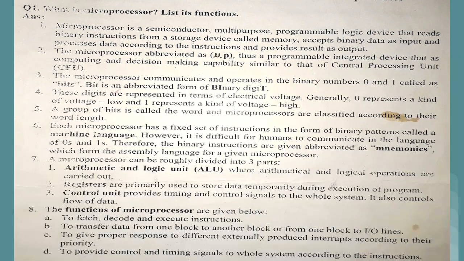Basically a group of bits is called a word, and microprocessors are classified according to their word size. We have 4-bit word, 8-bit word, so according to that the microprocessor is divided or classified. Each microprocessor has a fixed set of instructions. In the second chapter we are going to learn about the instructions of microprocessor 8085.